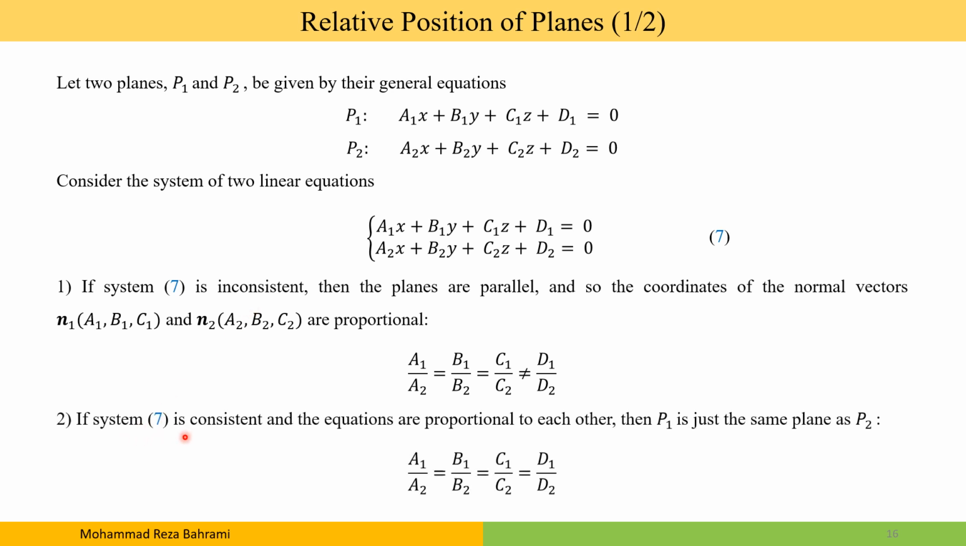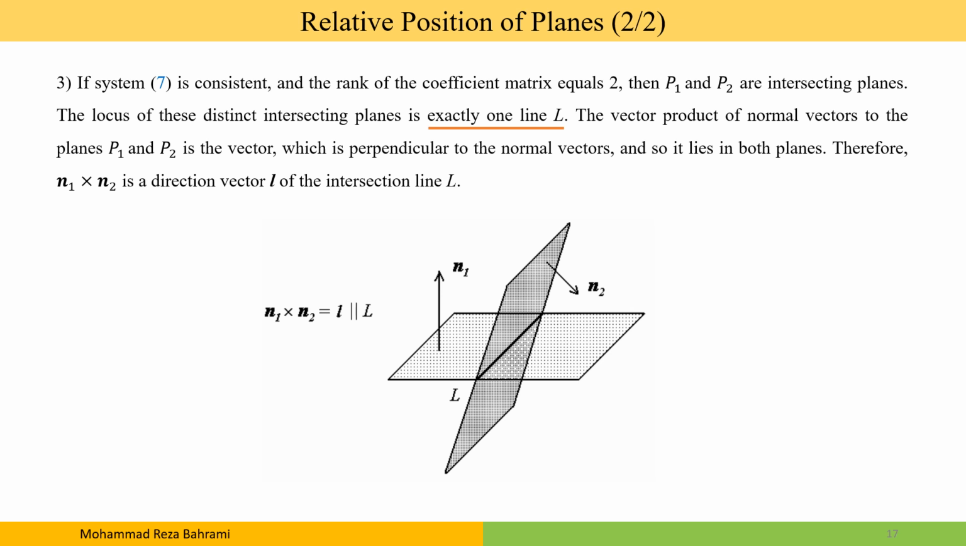But if the system is consistent and the equations are proportional to each other, so here, as you can see, fully proportional to each other, in this case P1 is just the same plane as P2, so they are one plane. In the last case, if the system is consistent and the rank of the coefficient matrix equals 2, which means we have a full rank matrix, then planes P1 and P2 are intersecting planes.